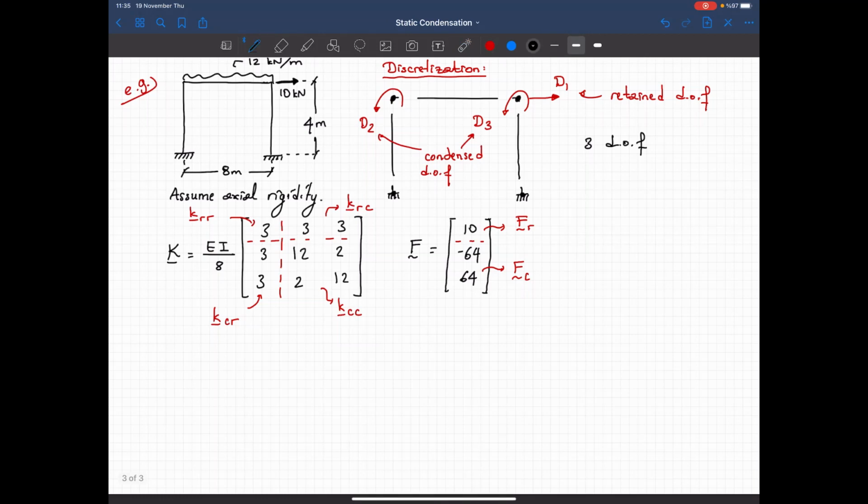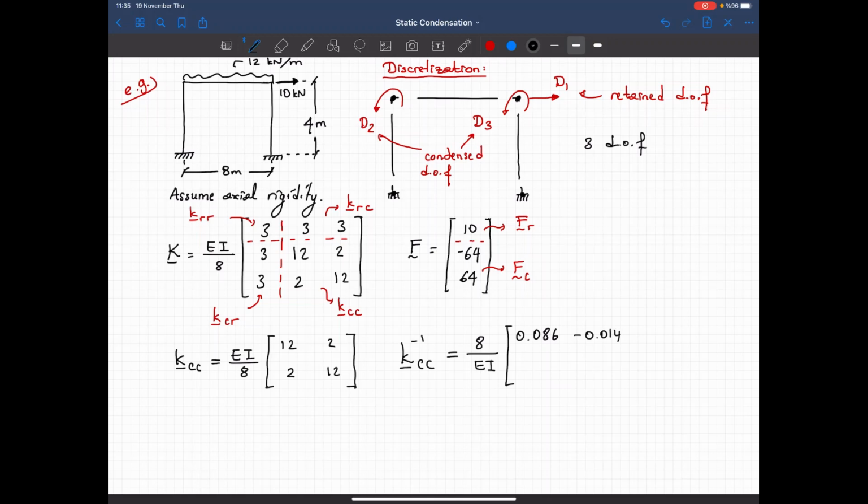So let's write it down. Kcc is equal to EI over 8, 12, 2, 2 and 12. And if you calculate the inverse of it, Kcc inverse will be equal to 8 over EI, and I have 0.086, minus 0.014, minus 0.014 and 0.086. That's the inverse of the Kcc matrix.